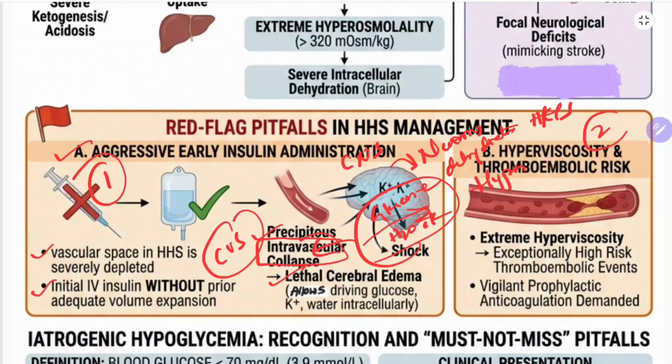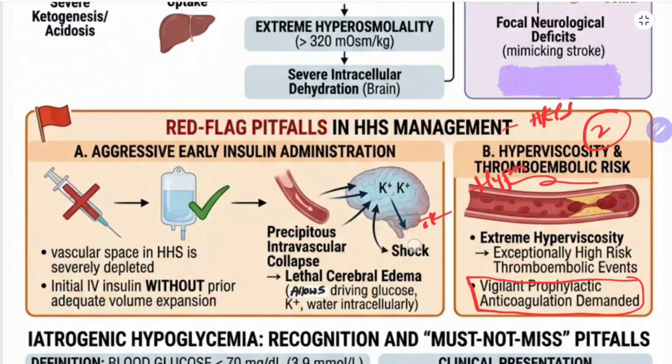Second pitfall is, because there is hyperviscosity, there is a very high risk of thromboembolism in these HHS patients because of high viscosity. Okay, that's why in HHS patients anticoagulation is required. Very important, don't forget anticoagulation in HHS patients. So osmolarity is the thing which is the culprit in HHS.